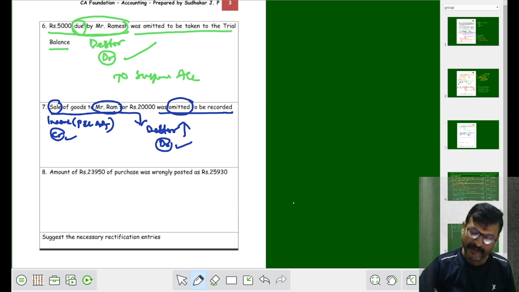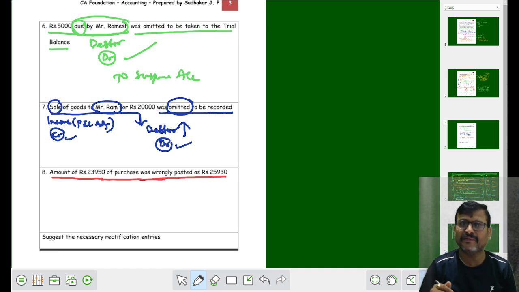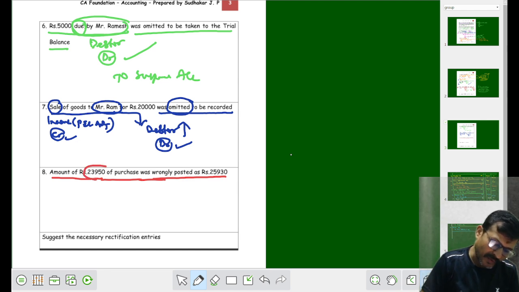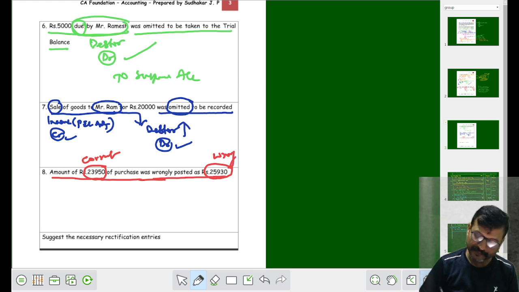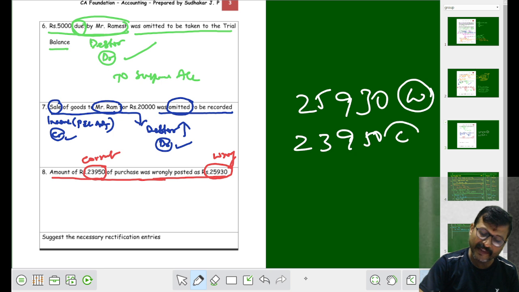See the last point, my dear students. An amount of rupees 23,950, sorry, of purchase was wrongly posted as 25,930. See, you have purchased 23,950, recorded as 25,930. This is your correct value. This is your wrong value. Which one is correct value? 23,950 is your correct value.